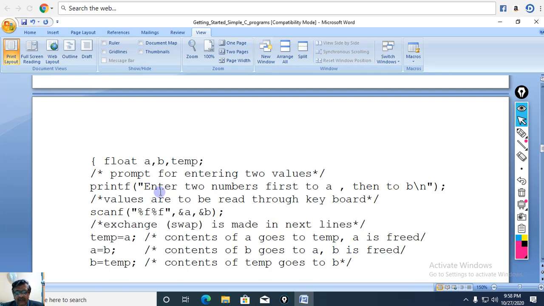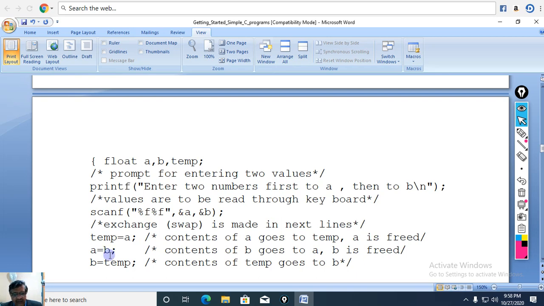It will come out with a statement like "Enter two numbers, first to A then to B." Values are to be read through the keyboard, therefore scanf is used. Scanf %f. The first float value is put into the address of A, and the second value is put into the address of B. Then temp equal to A. So this is like exchanging the contents of two variables by using another temporary variable.